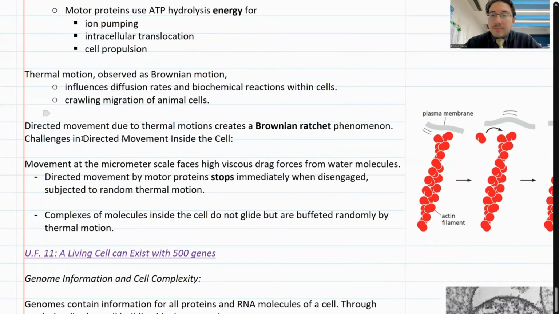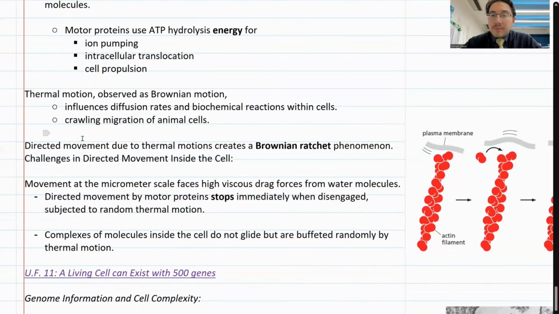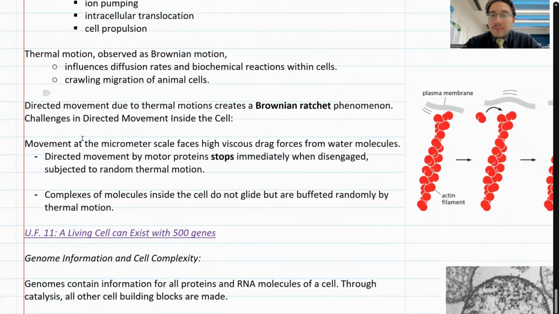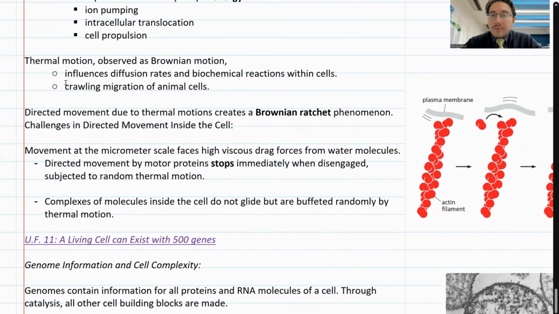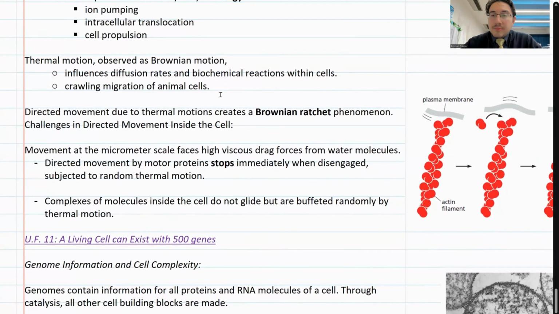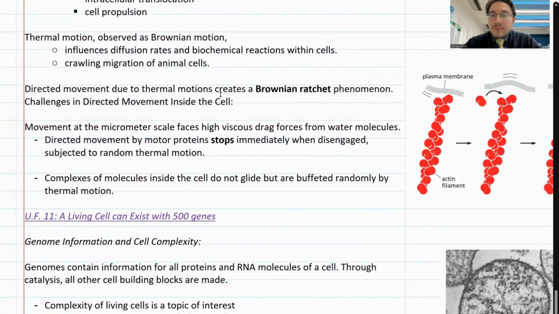So you need to have these things in order to keep the cell in synchrony, right? More specifically, thermal motion, observed as Brownian motion, is influencing diffusion rates. You have diffusion that is occurring. Depending on that diffusion rate, you're going to have certain biochemical reactions occurring, depending on concentration gradients. And even entire cells moving from one place to another because of this Brownian motion.